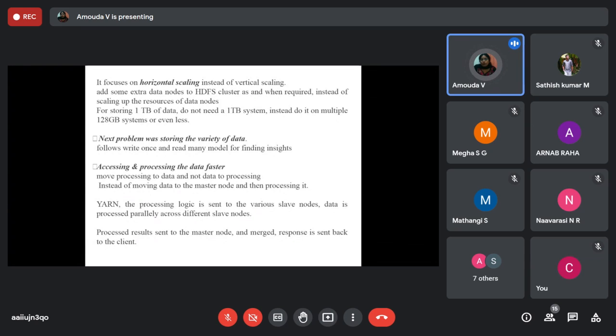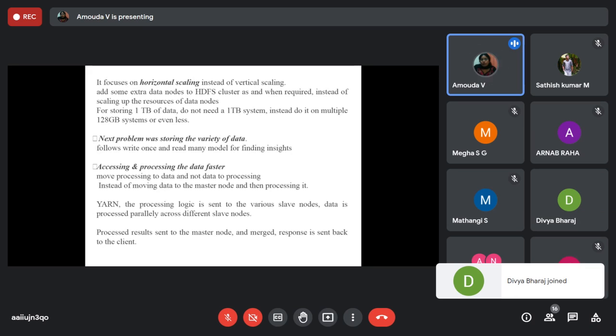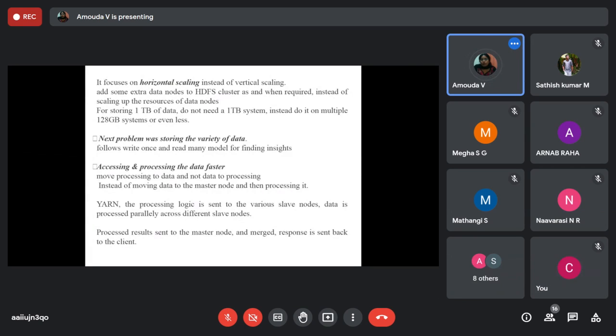Then it can be written once and read many times. You cannot keep on changing and writing. No more writing, only reading. Accessing the data is a very important point here.